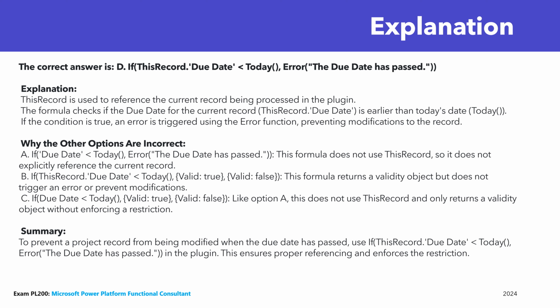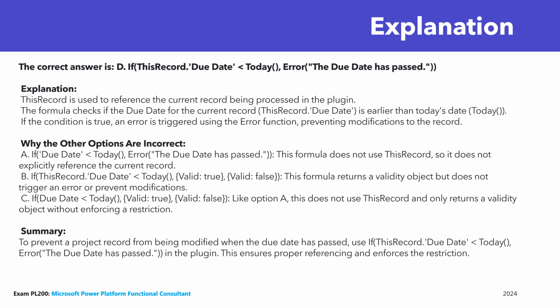Why the other options are incorrect. A. If due date < today, error, the due date has passed. This formula does not use this record, so it does not explicitly reference the current record. B. If this record due date < today, valid true, valid false. This formula returns a validity object but does not trigger an error or prevent modifications. C. If due date < today, valid true. Like option A, this does not use this record and only returns a validity object without enforcing a restriction.